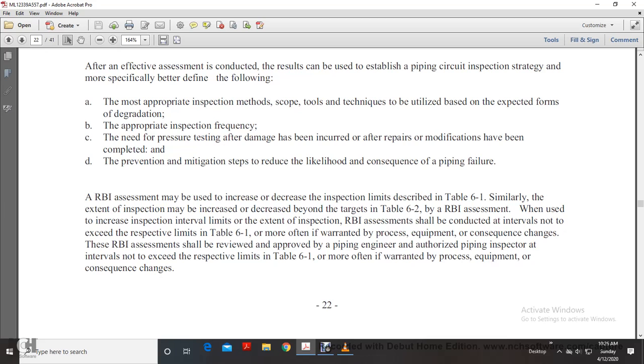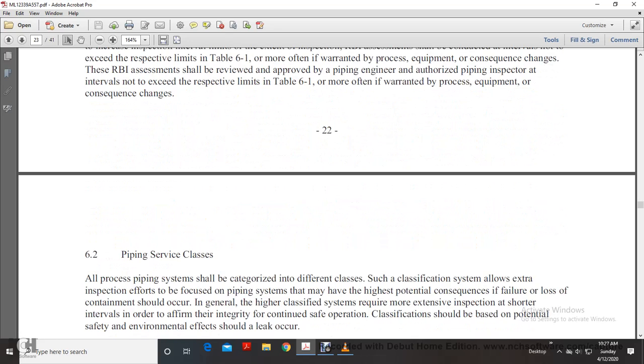Risk-based inspection assessment should be conducted with intervals not to exceed the respective limits of Table 6.1, or more often as warranted by process, equipment, or consequence changes. The risk-based inspection results should be reviewed with the approval of the piping engineer and authorized piping inspector at intervals not exceeding the respective limits of Table 6.1, or more often as warranted by process, equipment, and consequence changes.